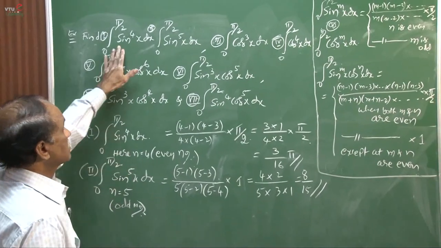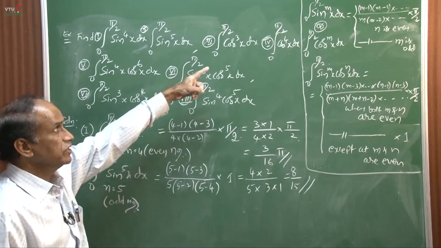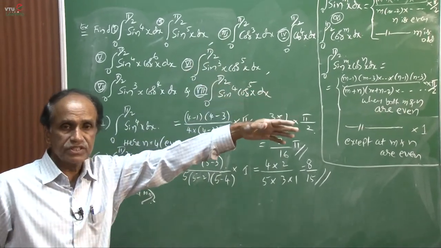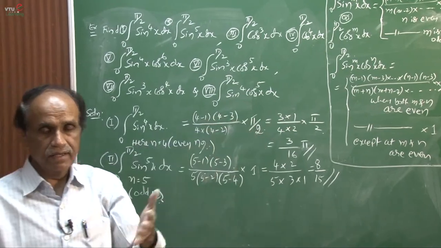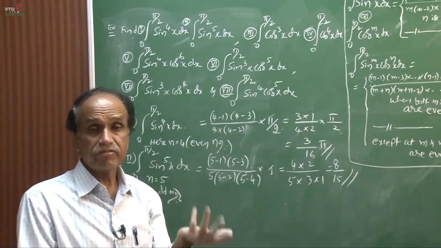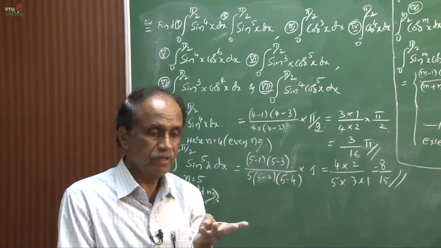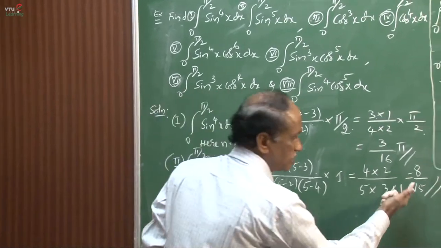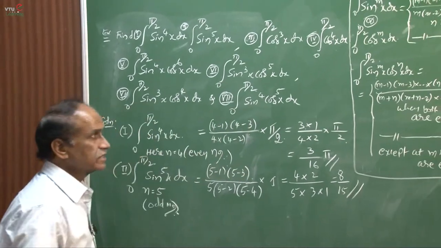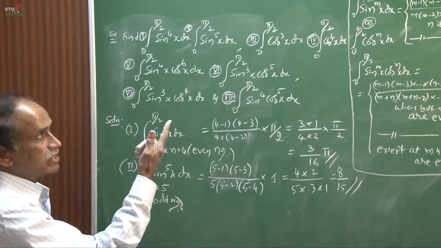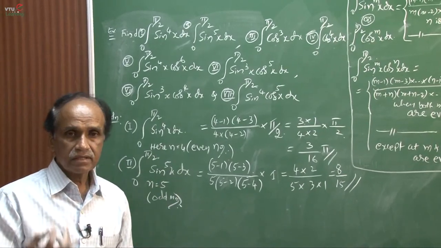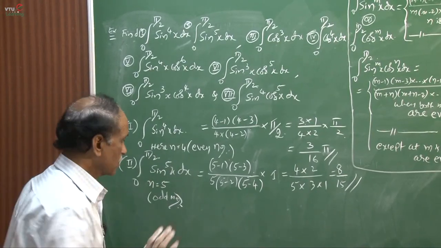This is for the sine trigonometric function. I hope you can do the cos function with the same formula. There is no change in that. Identify what kind of value n is, whether it is an even number or an odd number. Then you can think of this calculation as 8 divided by 15. Likewise, end with pi by 2 or end with 1, depending on whether n is even or n is odd.